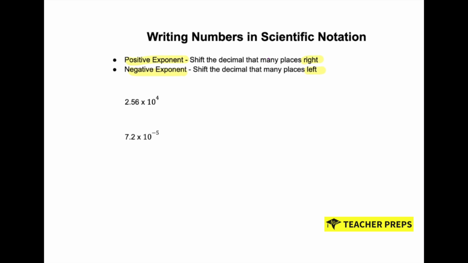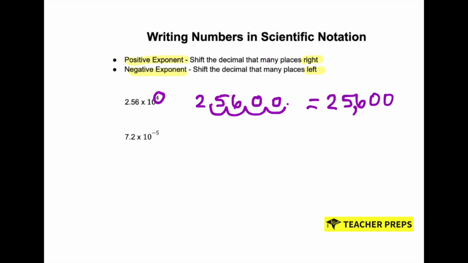Let's look at these two examples. The first example is 2.56 times 10 to the fourth power. Because we have a positive exponent, we're going to move that decimal place that many times to the right. So we're going to go 1, 2, 3, 4. Now we have a new decimal location. And notice we have those empty spots. We can plug zeros into those spots. So 2.56 times 10 to the fourth power is really 25,600.